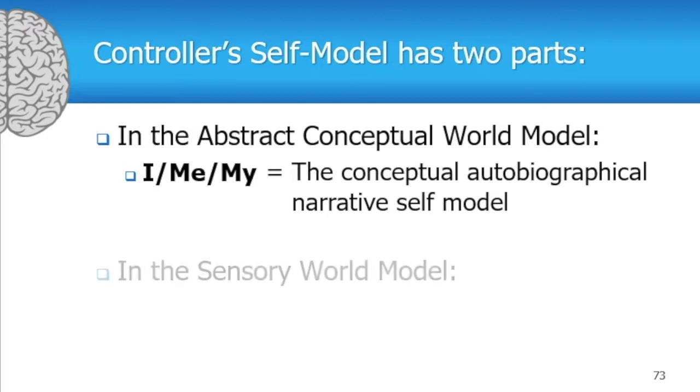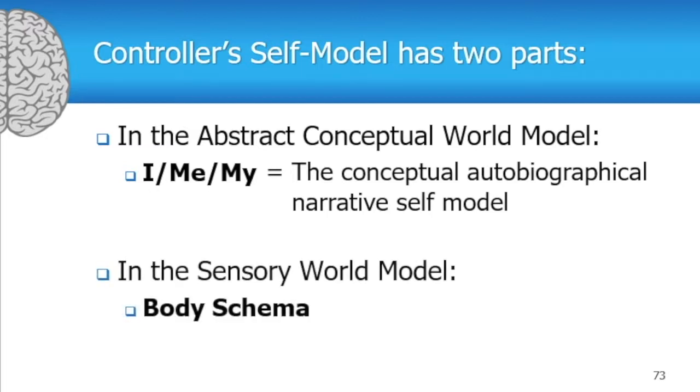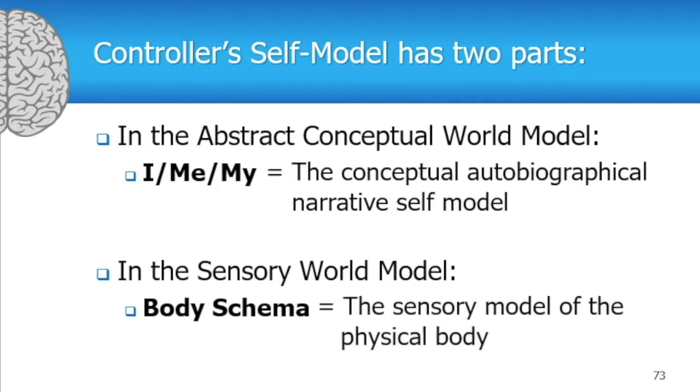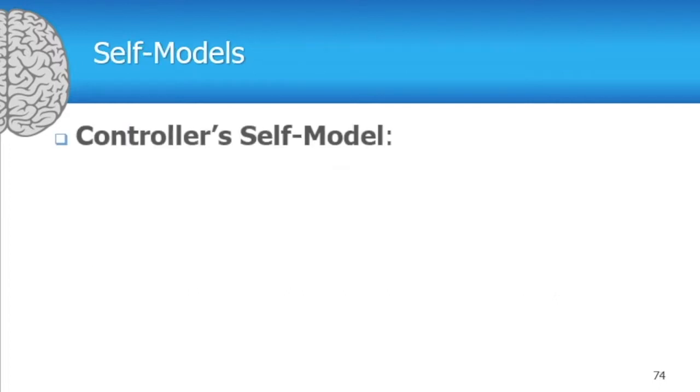In the sensory world model, the controller self-model would be the body schema. This body schema is a sensory model of the physical body, and hence it would include things such as the approximate current angles of all the joints, the sizes and positions of the limbs, the head and the torso, and the location of the body in the world model. It also includes a model of the capabilities of the body, like how fast I can run or how high I can jump. So the controller self model will be the I, me, my plus the body schema.